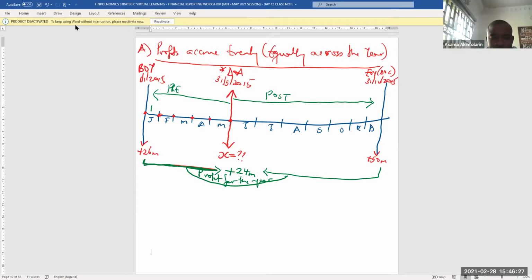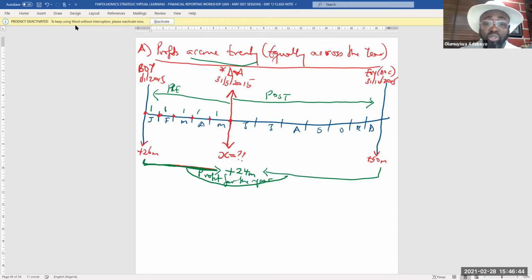I think it should be 1 if we are assuming even distribution of income. Yeah, it should be 1, because you have assumed here that whatever you generate in January, you generate it in February, or to what? December, which means I give 1 point across board on the premise that profit accrued evenly.